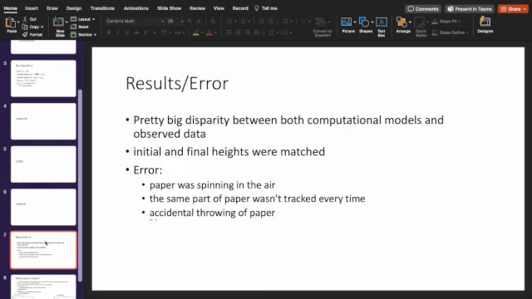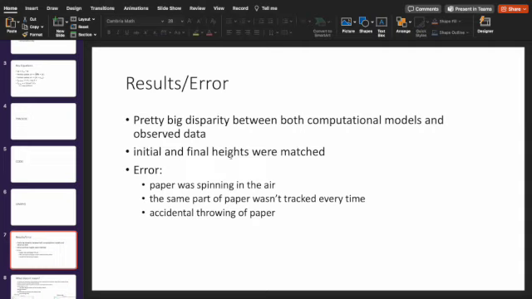Now, those are the graphs. Here are some results and error. As you can see, there's a pretty big disparity between both computational models and the observed data. The drag did not really help make the model any more realistic to what actually happened, which is filled with error. The initial heights were matched to the computational model, so the initial conditions were matched, but that did not matter because they deviated from each other.